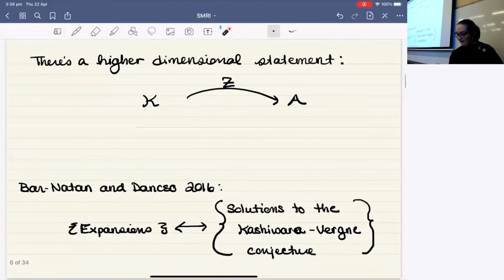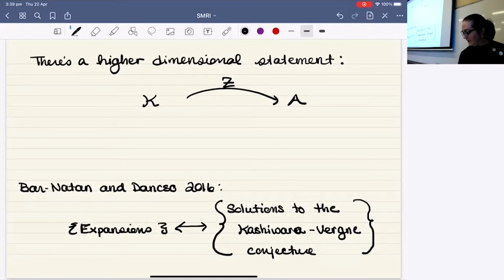And in fact, there's a higher dimensional analog of this statement. So now, if I replace my knotted objects, K, with something called welded... which I'm misspelling. No, I'm not this time. I tend to misspell things when I get nervous, and students tend to find it hilarious.